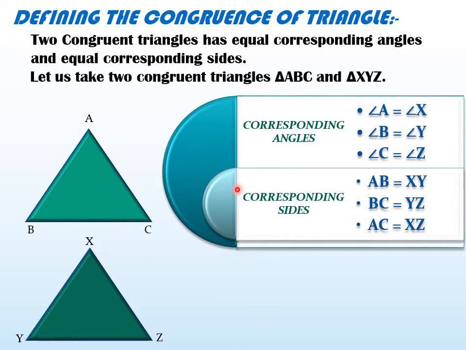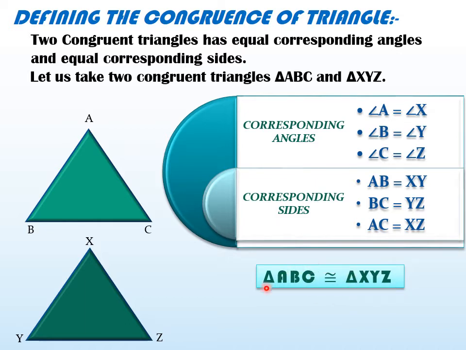It's mandatory that if two triangles are congruent, they must have all the corresponding sides equal and the corresponding angles equal. Otherwise, they will not be congruent to each other. Or if it is said that two triangles have these equal angles and equal sides like this, then we can say that they are congruent to each other.